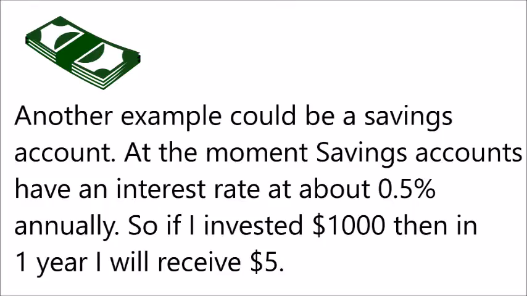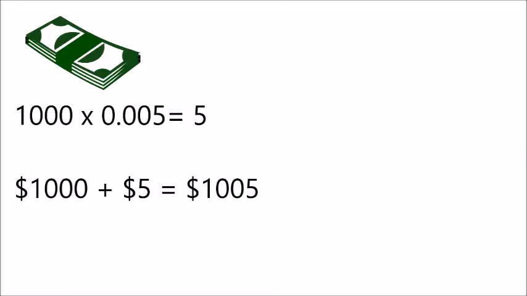Another example could be a savings account. At the moment, savings accounts have an interest rate of about 0.5% annually. So if I invest $1,000, then in 1 year, I will receive $5. It's not as much as the above example, but it just shows that there are various methods to invest, and it's crucial that you do your research to find the right one for you.